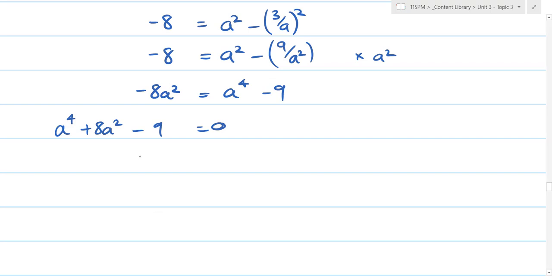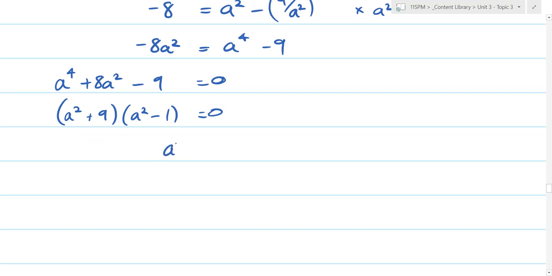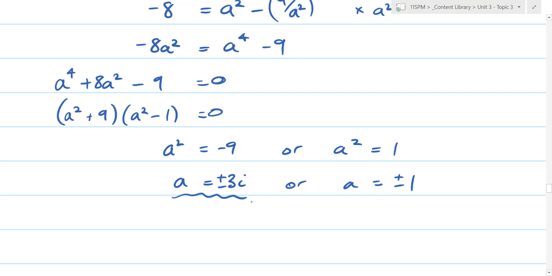So it gives me a squared plus 9, a squared minus 1. If you're not sure how to do that, you can do the substitution, let y equal a squared, and it makes it look more like a quadratic and easier to work with. And that gives me a squared equals negative 9, or a squared equals 1. A equals plus or minus 3i, or a equals plus or minus 1. I don't care about the imaginary bit because I know that a is real. I made that statement at the start.